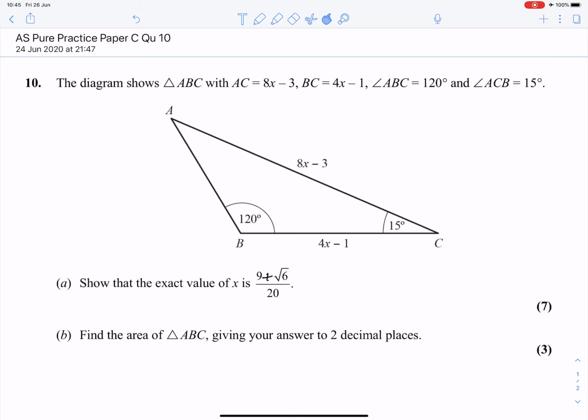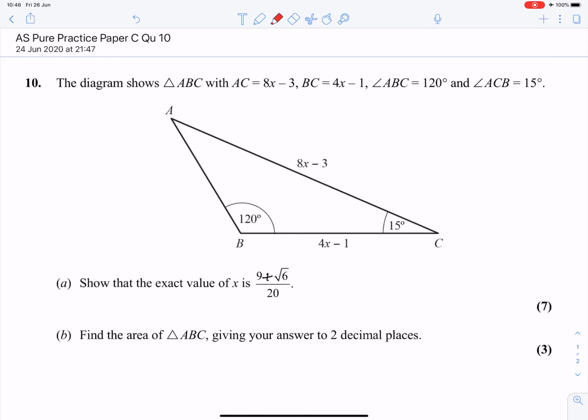So question 10 from practice paper C. The diagram shows a triangle ABC with AC equal to x minus 3, BC equal to 4x minus 1, angle ABC equals 120 degrees, angle ACB equals 15 degrees. As shown below, show that the exact value of x is (9 plus root 6) over 20.